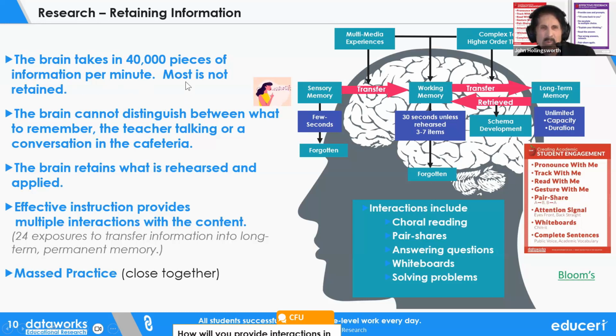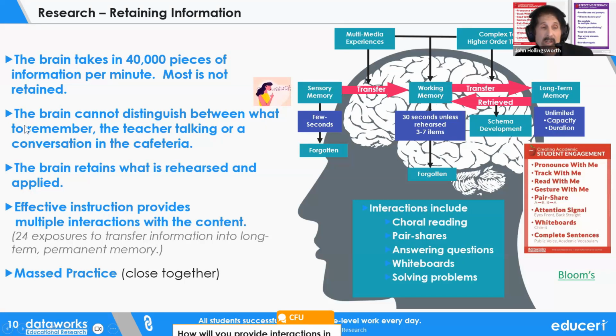Let's all read the next part. It's important. Ready? Most is not retained. And this is the problem. This is the teacher talking right here. It's coming into our sensory memory, that's your ears or your eyes looking at the screen. It's not getting transferred to our working memory, to our conscious memory to think about it, and it's not ending up in long-term memory where we can retrieve it later.